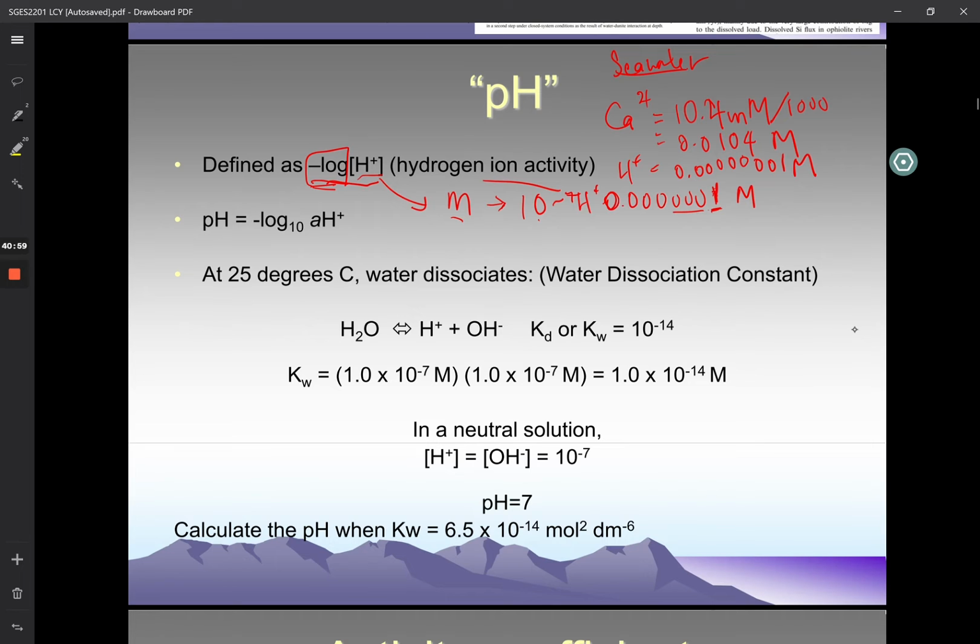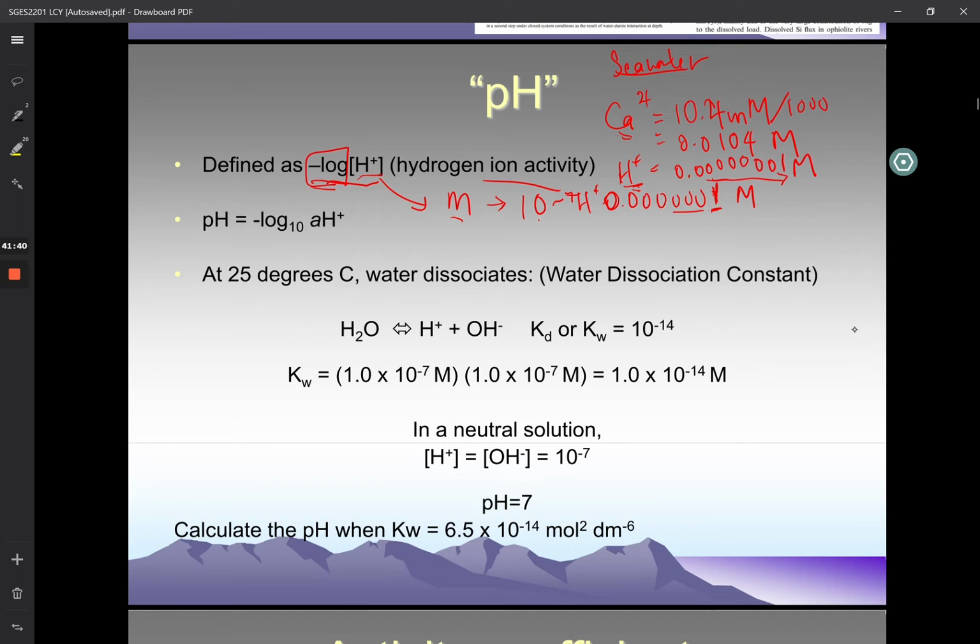So you can see how many fold difference in the concentrations, right? The hydrogen concentration in seawater is so low compared to calcium. We will have difficulty reporting these concentrations, as there are so many zeros behind, right?